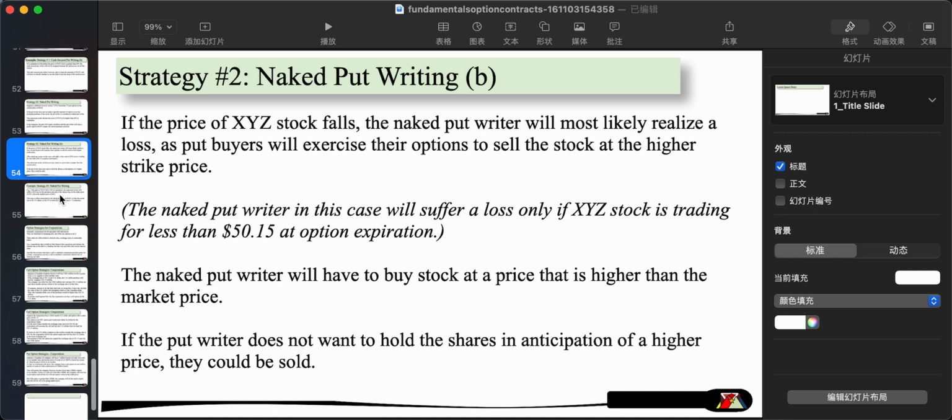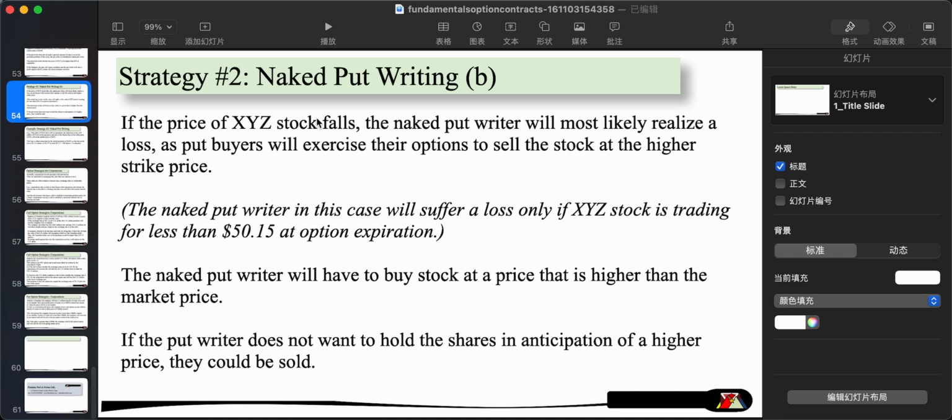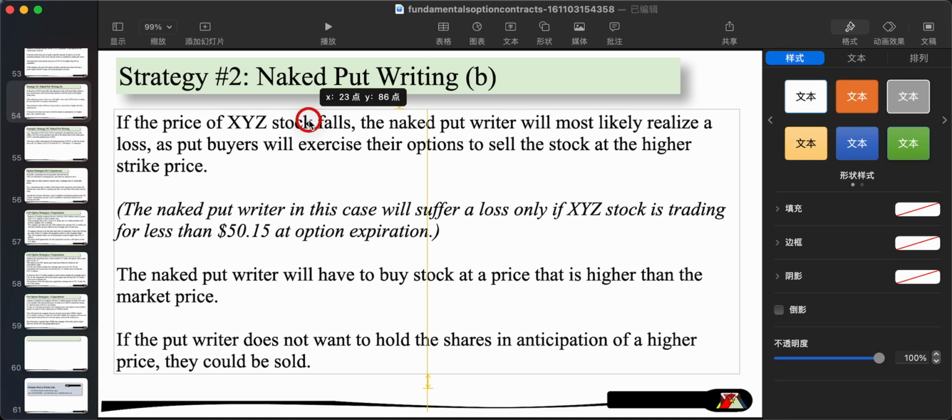If the price of XYZ stock falls, the naked put writer will most likely realize a loss, as put buyers will exercise their options to sell the stock at the higher strike price. So the naked put writer in this case will suffer a loss only if XYZ stock is trading for less than $50.15 at option expiration. The naked put writer will have to buy the stock at a price that is higher than the market price. If the put writer does not want to hold the shares, in anticipation of a lower price, they should be sold.